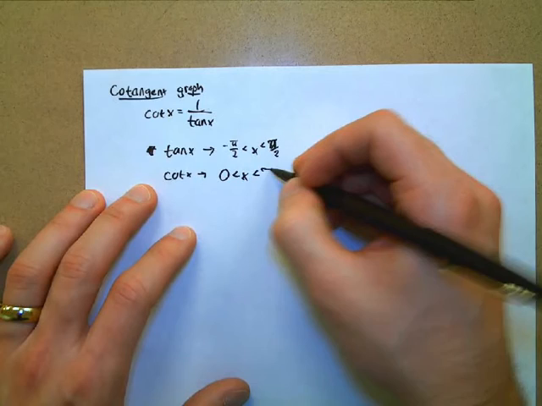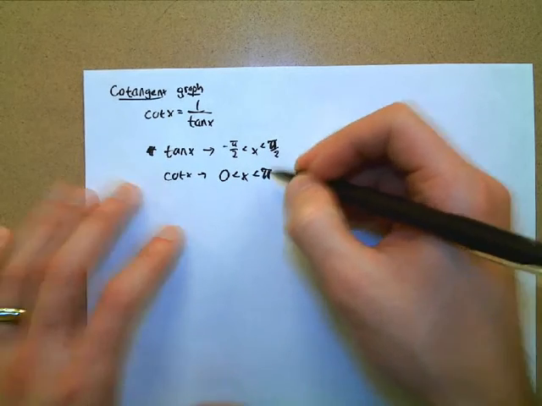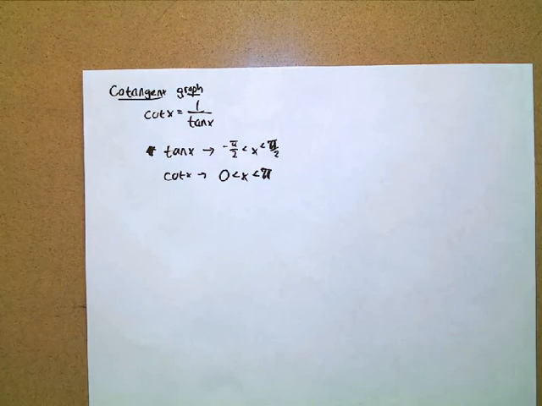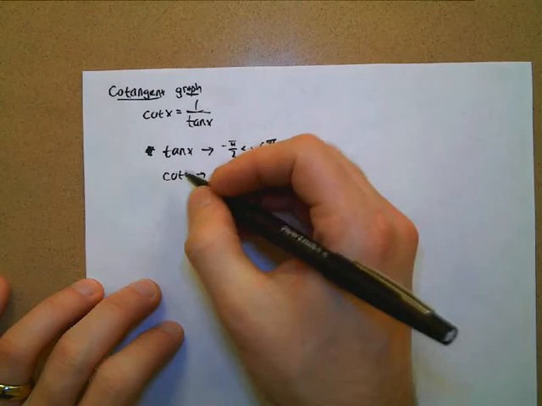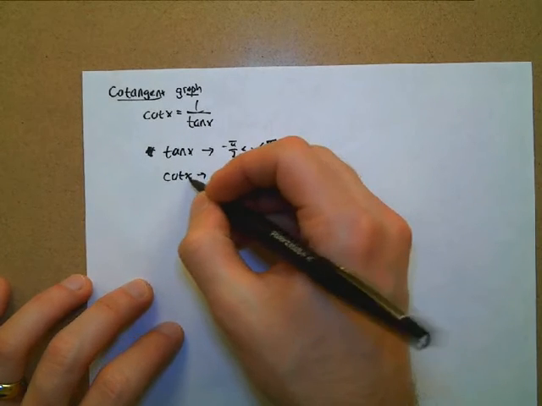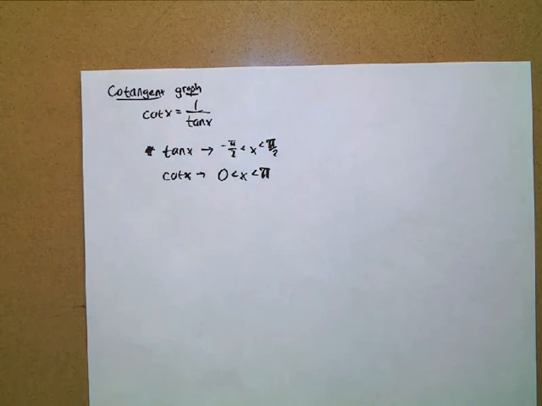Tangent and cotangent have a similar relationship as well. So again, I'm going to do this simultaneously here. I'll start with tangent's graph, and I'll go from negative pi over 2 to pi over 2.